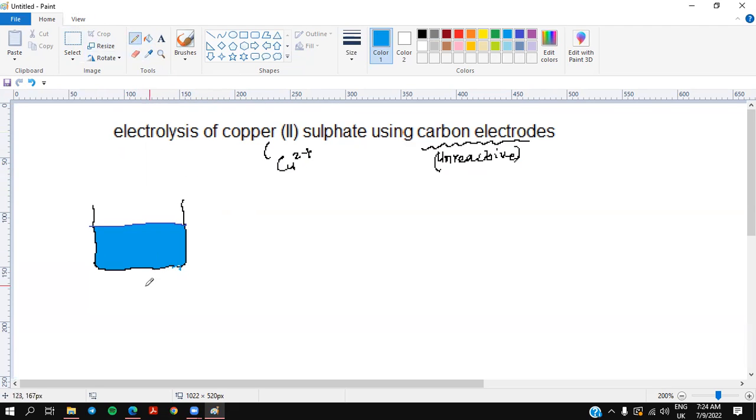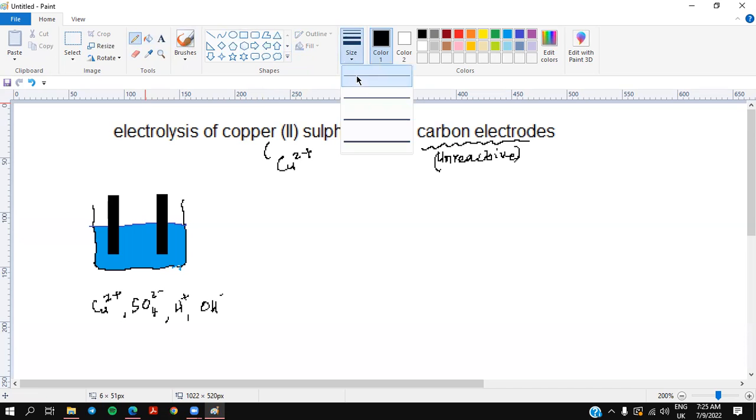This solution is blue because it contains copper 2 plus ions, basically Cu2+ ions are blue. In addition, we have in this solution sulfate ions, SO4 2 minus, and hydrogen ions and OH negative ions. And the question says that we are using carbon electrodes. Here, this is one electrode. This is another electrode.